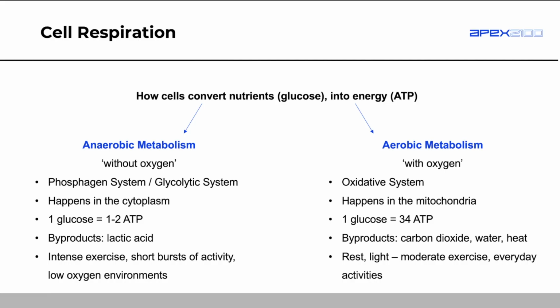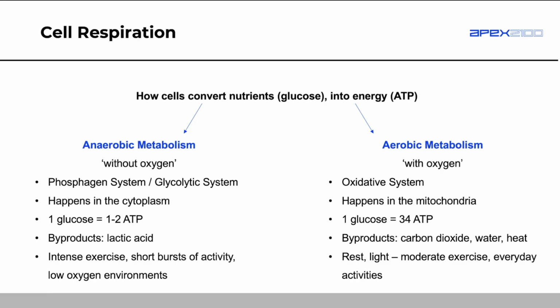In terms of byproducts, if I'm creating 34 ATP out of one glucose, is there anything else that I'm creating along with that? With aerobic metabolism, as well as ATP, we create carbon dioxide, we create water, and we create heat. These are expelled through respiration or breathing, especially the carbon dioxide and the water. Our second form of cell respiration is anaerobic metabolism, and this occurs in the absence of oxygen, so without oxygen.